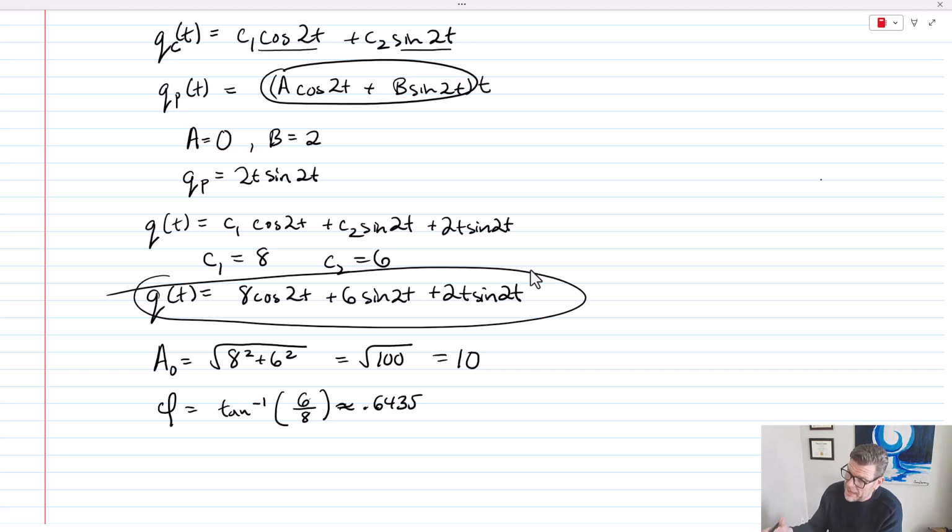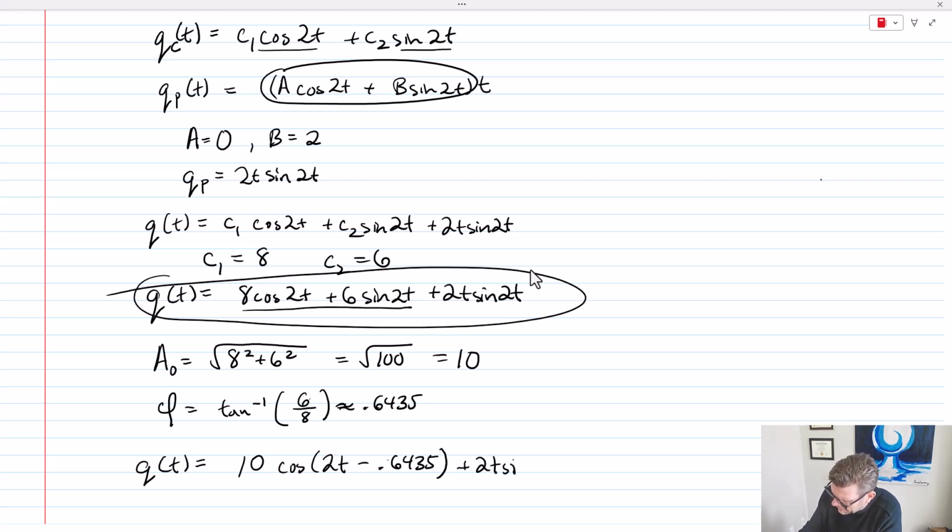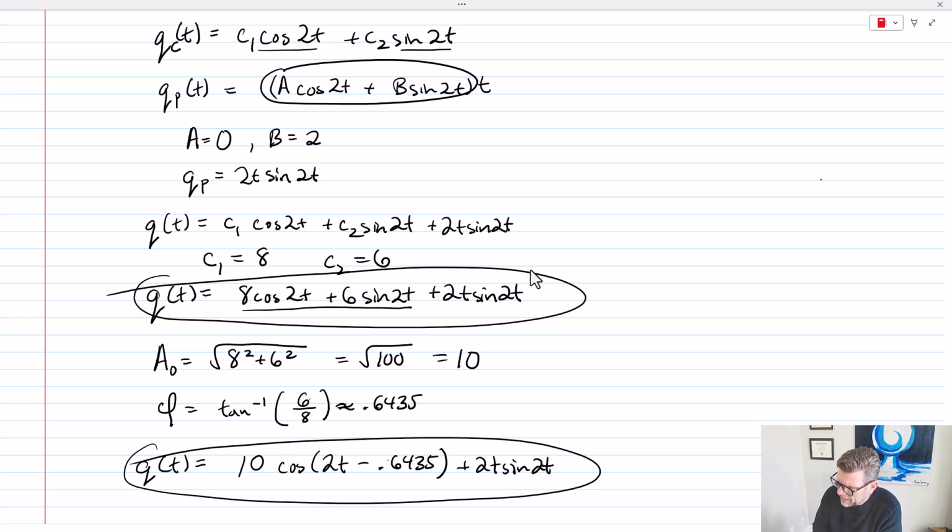So now we're going to put that into phase mode form. Our new q of t is going to equal A naught, which is 10, times cosine 2t minus 0.6435, so putting in our phase shift, plus 2t sine 2t. And that is the phase mode form for our underdamped circuit system.